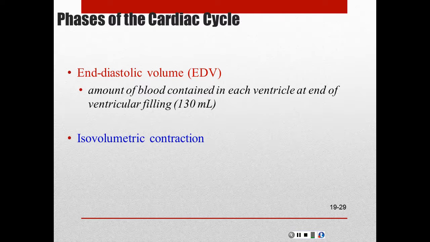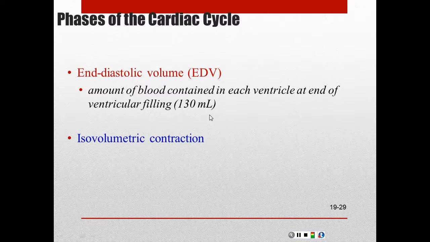Only 40 milliliters, 31%, is contributed by atrial systole. So basically, this is the amount of blood that is in the ventricles at the end of the relaxation. After the blood is filled into the ventricles, this is the volume of blood within those ventricles, and it's called the end diastolic volume.